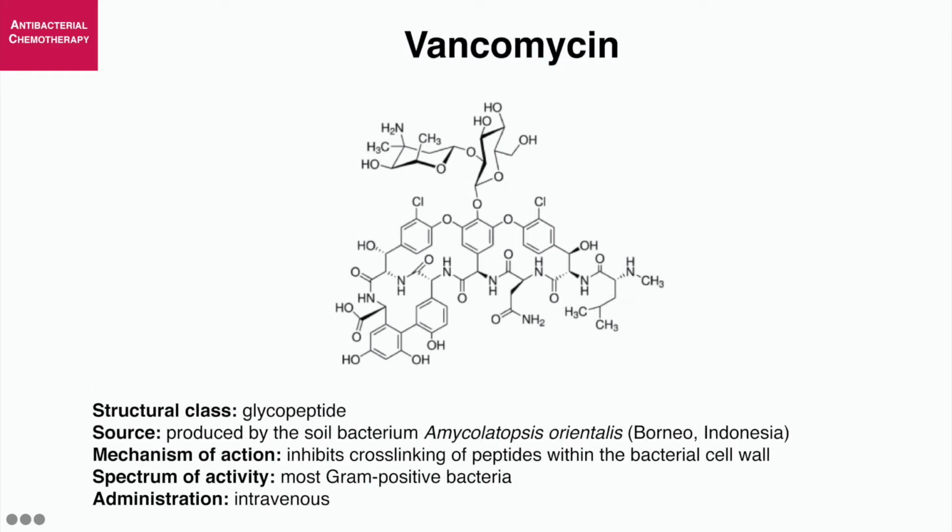Vancomycin is a glycopeptide antibiotic that also inhibits the formation of peptide crosslinks between glycan chains in the bacterial cell wall. However, due to its large size, it cannot penetrate the outer membrane of gram-negative bacteria and is therefore only effective against some gram-positive bacteria.